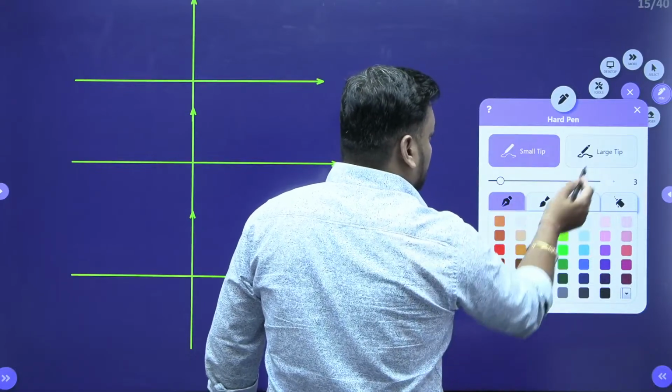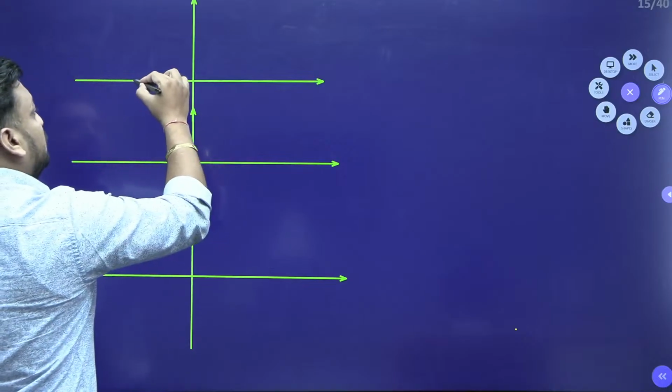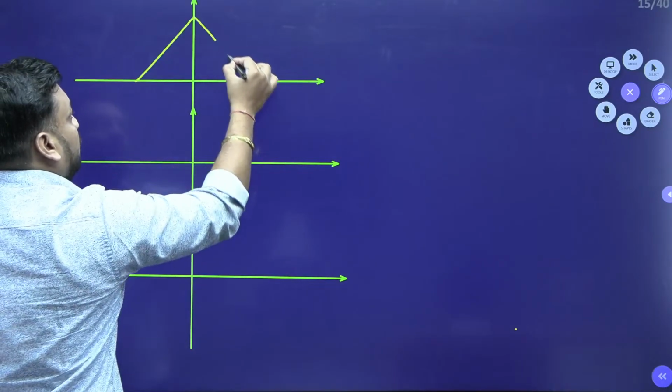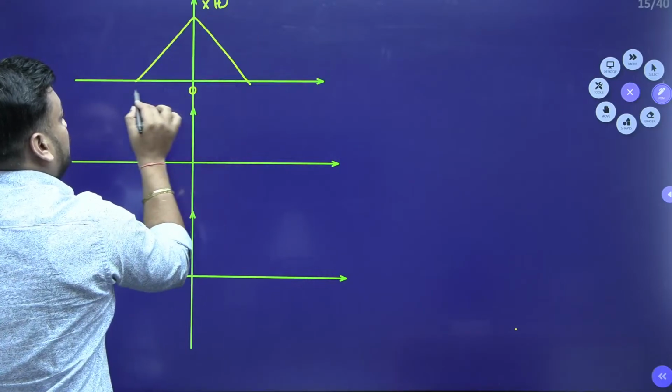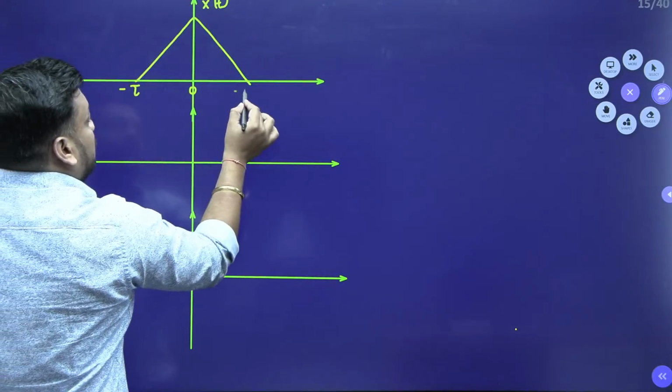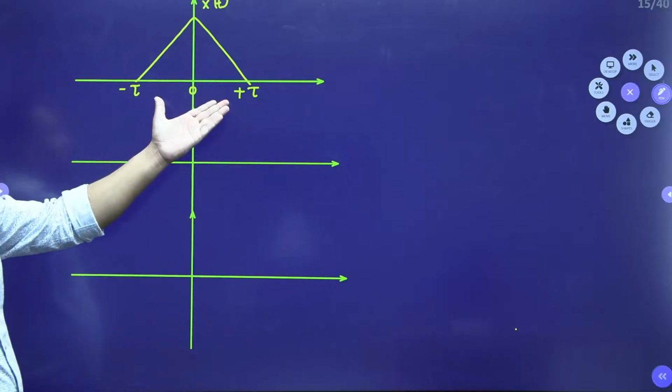Now tell me, if this is my triangular pulse x of t, this is 0, this is minus tau, this is plus tau. So this time what is the width? The width is 2 tau actually.